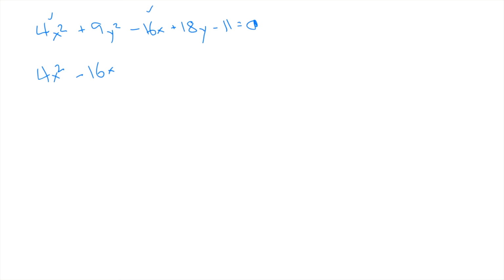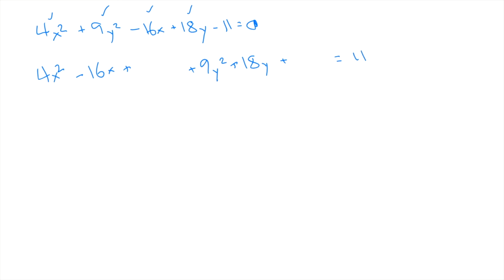And then I'm leaving some space. There's a plus. And then I'm going to have a plus 9y squared. I got that one. I have a plus 18y. I got that one. I have a plus something. I don't know what it is. Equals, I'm moving my 11 to the other side. So there's my equals 11.